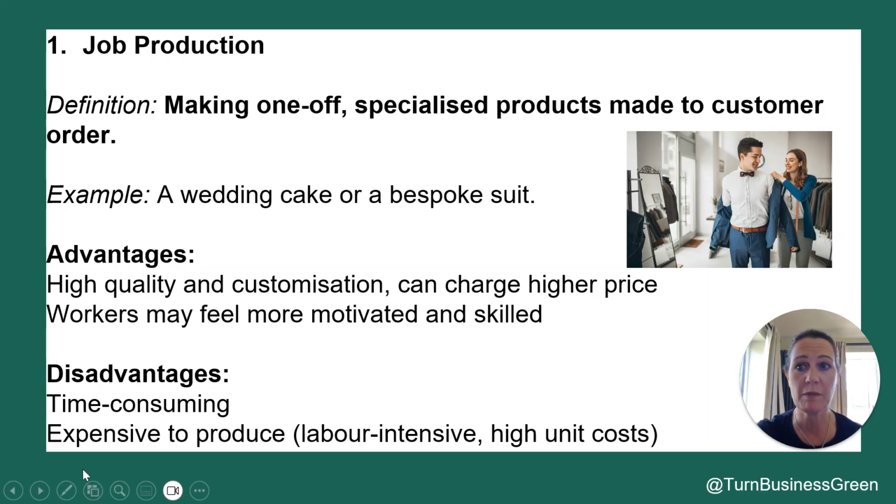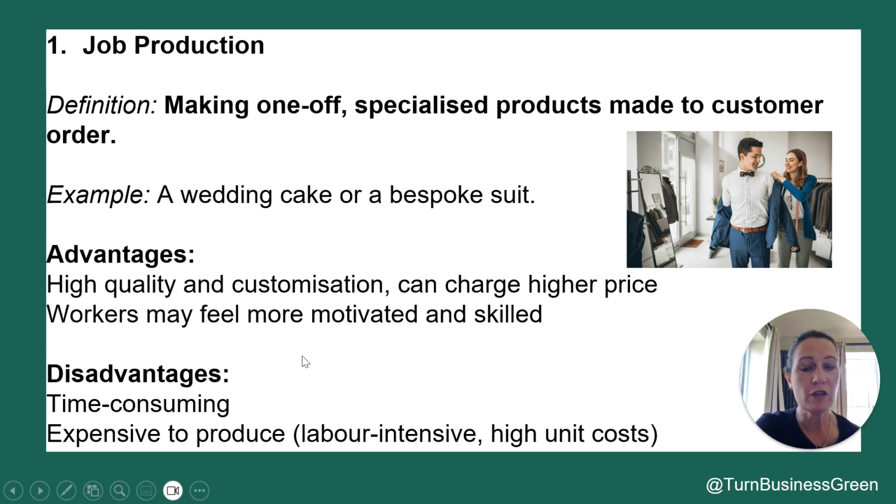Okay, first off, we're going to learn about job production. So, job production is where a business makes one-off specialized products made to the customer's order. These products are high quality. They are made to the exact customer specification. For example, it could be a wedding cake, a bespoke suit, or the typical business studies GCSE example that we always talk about, a wedding dress.